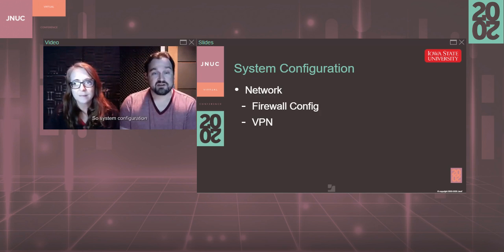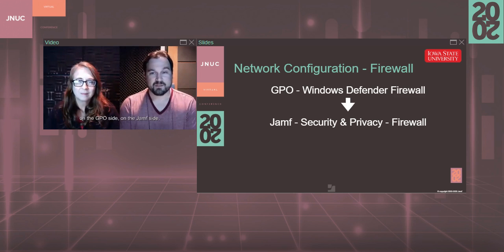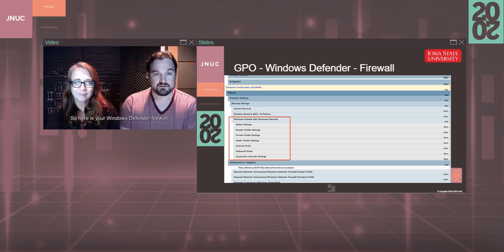So system configuration, dealing with network, firewall config and VPN. So here we're talking about the firewall, Windows Defender firewall on the GPO side. On the Jamf side, under security and privacy, payload is firewall. So here is your Windows Defender firewall, your global settings, domain, private, public, inbound, outbound.